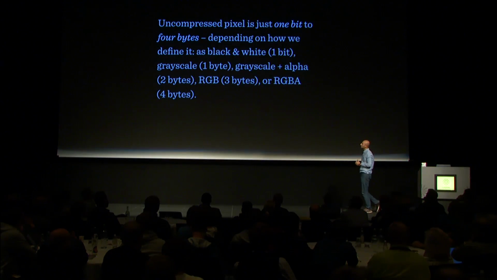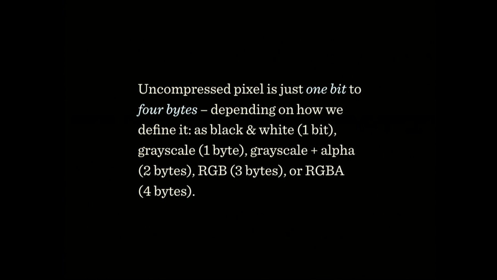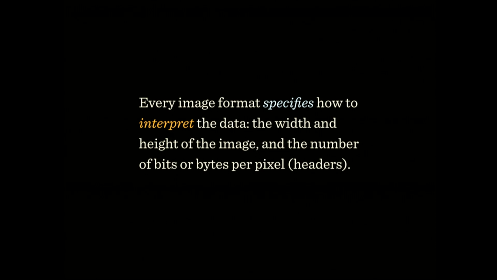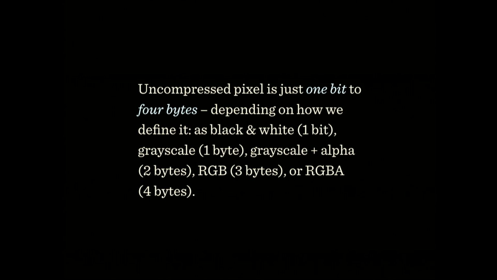And we could think, well, this is not a big deal. This is not that difficult. It's kind of simple. Uncompressed pixel is just 1 bit, right? Or 4 bytes, depends on how we see it. If you look at black and white, it's going to be 1 bit, grayscale 1 byte, grayscale and alpha channel 2 bytes, RGB 3 bytes, or RGBA 4 bytes, right? That's OK. And you could think, well, so that's it, right? This is it. Well, not quite.